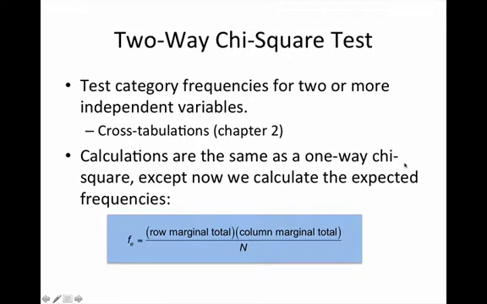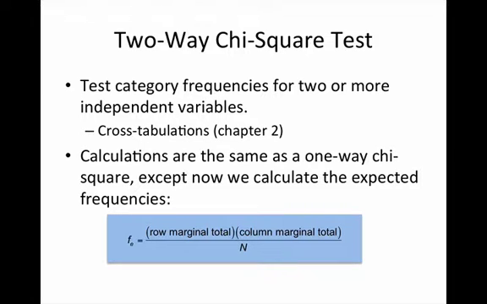Now, moving on to the two-way chi-square test. This goes back to the idea of a cross-tabulation, which we covered in Chapter 2. When we want to test category frequencies for two or more independent variables that are dichotomous, we want to use what's called a two-way chi-square test, also known as a chi-square test of independence.